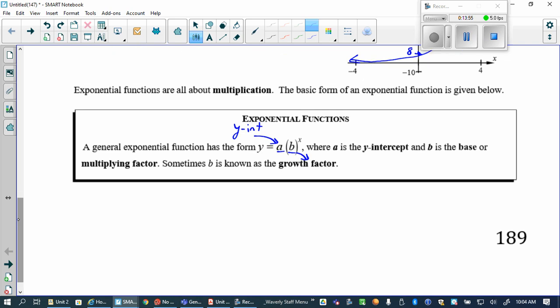So that's our general form. These aren't that hard to figure out, right? If you look at some numbers, you could write the equation by asking, what's the starting amount? Well, that's my A. What are they multiplying by every time? That's my B. And there you are, right? So let's go to the next page.